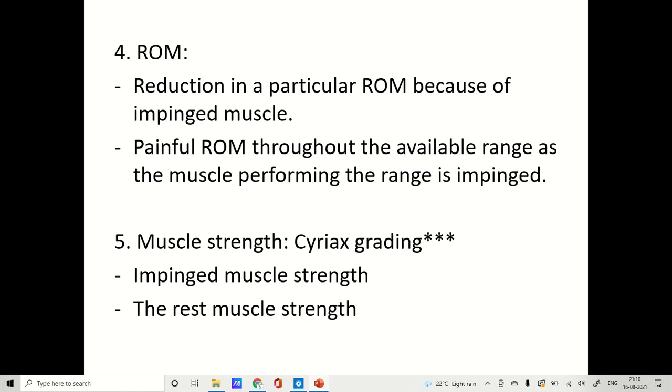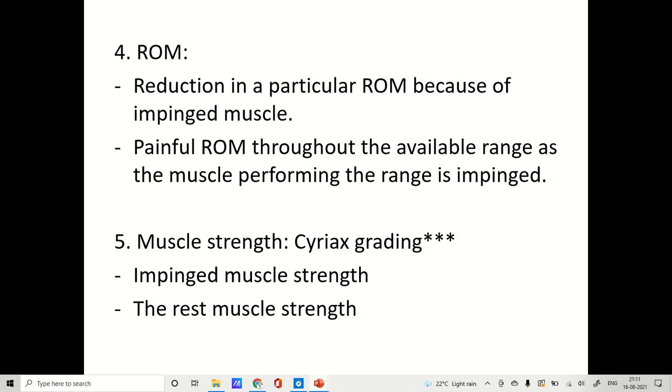So spasm of the deltoid and upper trapezius, and sometimes biceps brachii, can be common. Range of motion: there is reduction in a particular range of motion because of the impinged muscle. If supraspinatus is impinged, definitely your rotation and abduction are reduced. Infraspinatus, again the same thing. Long head of biceps brachii, even the elbow motion is reduced. Subscapularis, internal rotation especially is reduced. Painful range of motion throughout the available range, as the muscle performing the range is impinged.